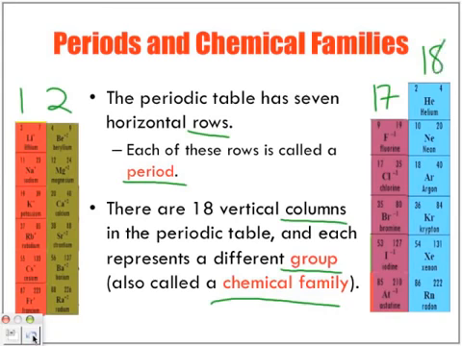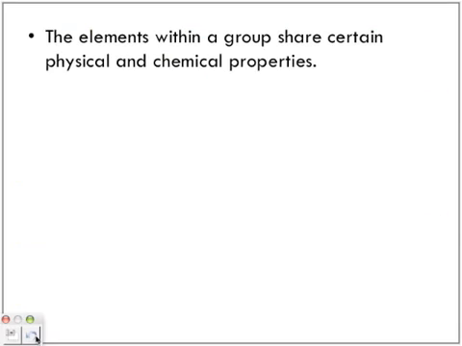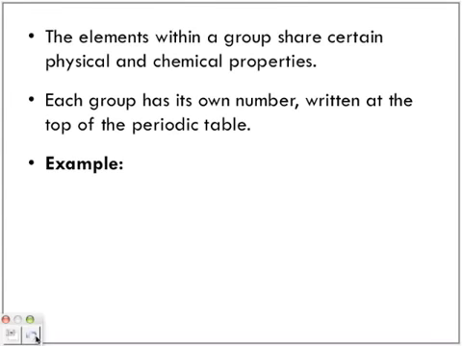Okay? So group 1 are the alkali metals. Group 2 are the alkaline earth metals. Group 17 on the opposite side are called the halogens, and group 18 are called the noble gases, and these are the most stable of them all. The elements within a group share certain physical and chemical properties. Each group has its own number written at the top of the periodic table. That's the group number.